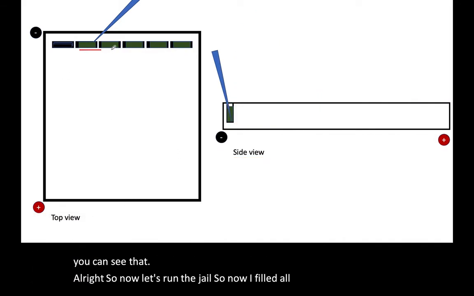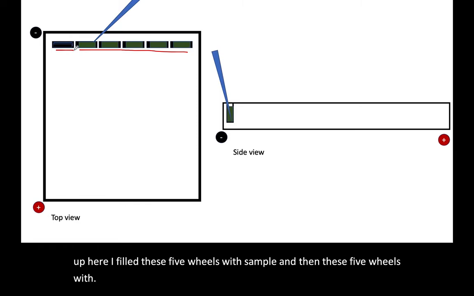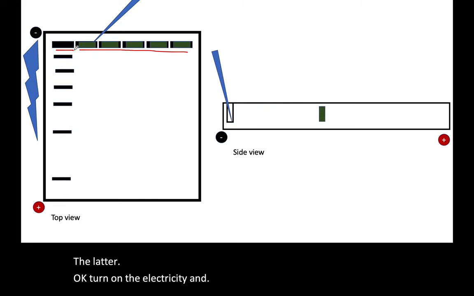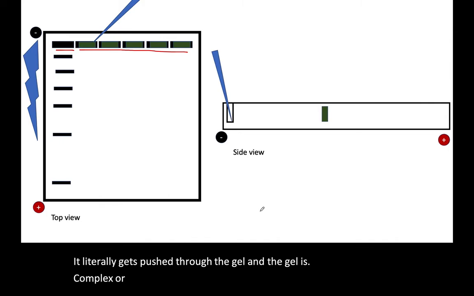You can see up here I filled these 5 wells with sample, and then these 5 wells with the ladder. Okay, turn on the electricity, and it literally gets pushed through the gel. And the gel is a complex or a matrix that the DNA has to maneuver through.